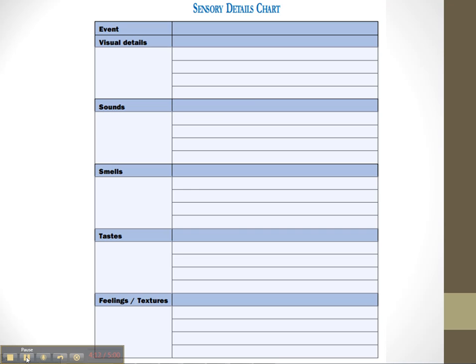Tastes. You've got hot dogs and pizzas and all kinds of different things you can eat. Feelings, textures. The feeling of the bar of the ride when it's kind of sweaty, or the feeling of the stickiness of the counter when you go up to the counter at one of the concession stands. These are all feelings and touches.